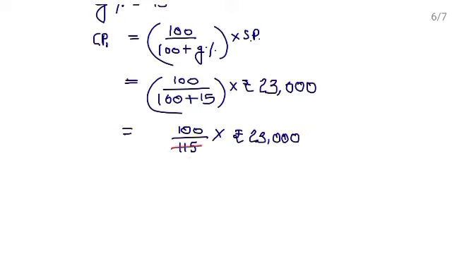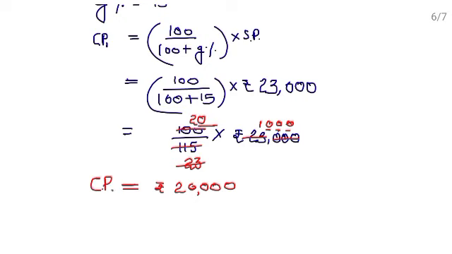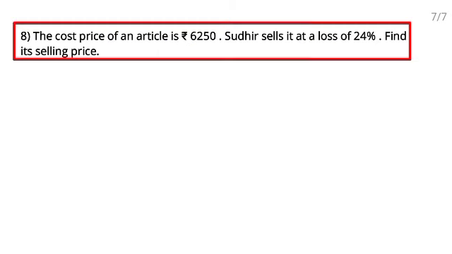Now calculate it. 5 2s are 10, 5 3s are 15, 5 2s are 10, 0. 23 1s are 23, 0 0 0. So this is 2 1s are 2. And how many zeros? 1 2 3 4. So this is 20,000. So the cost price is 20,000. This is your answer.